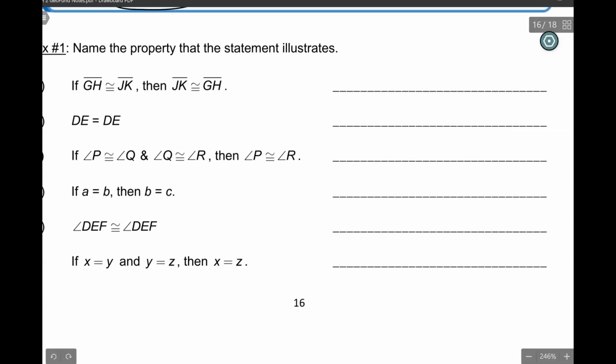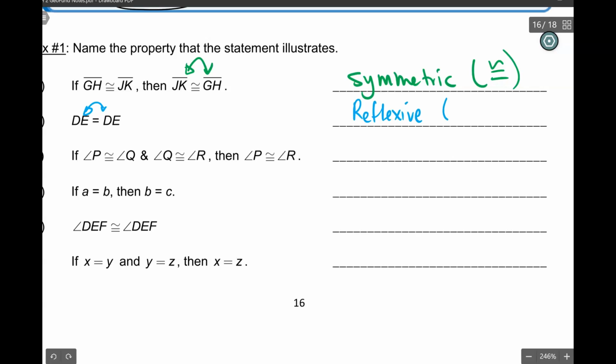So first, this is symmetric, right? We see these two are just swapping which side they're on. So this is symmetric, and then this is going to be the congruence, right? It's a congruent symbol, so it's congruence. This is reflexive. It's the exact same thing on the left and right side. So it's the reflexive. The thing is equal to itself. The length is equal to itself, and it's the equality, right? You know that because the equal sign versus this one was the congruence.